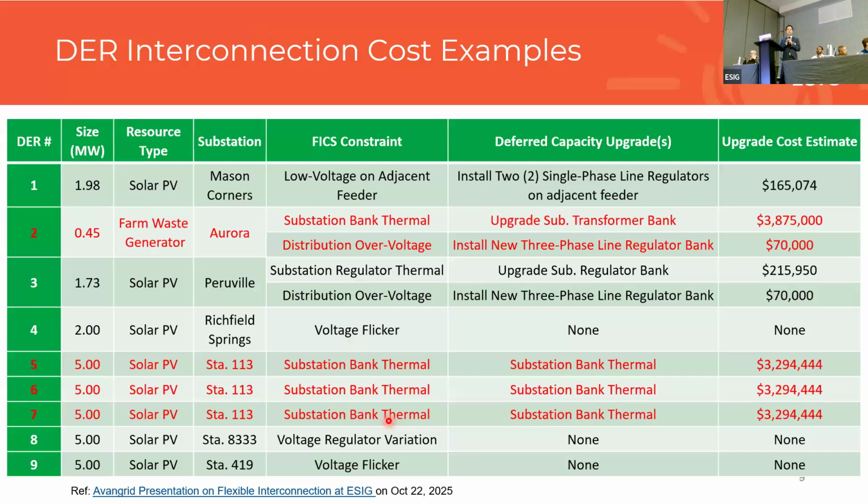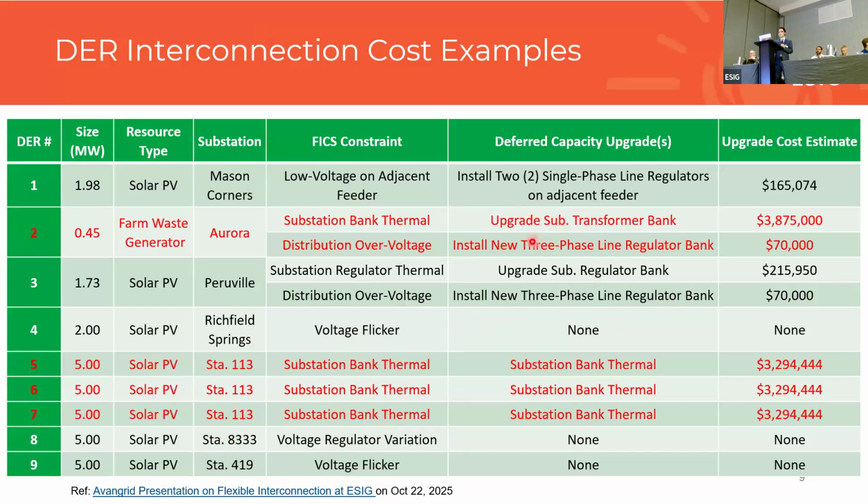So this is the hosting capacity map. Now you look at that, you see where is a good spot for your DERs or your load. If there's no capacity available, you will need to work with the utility to upgrade the grid to accommodate your DERs and load. Here is just a table. It's from Avangrid. Avangrid did a flash interconnection seminar at the ESIG. This table is from them.